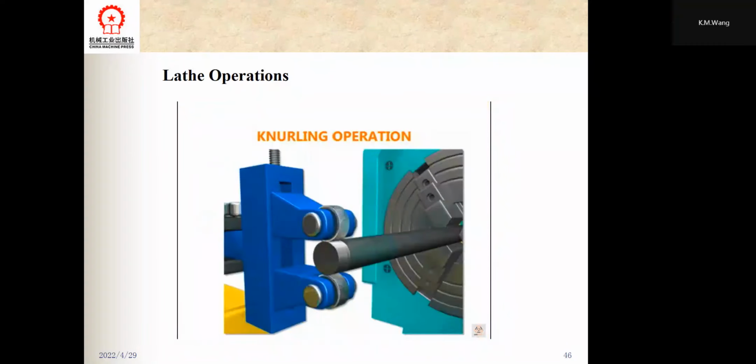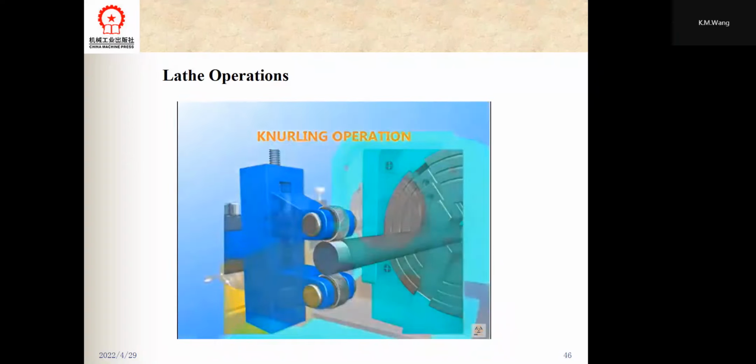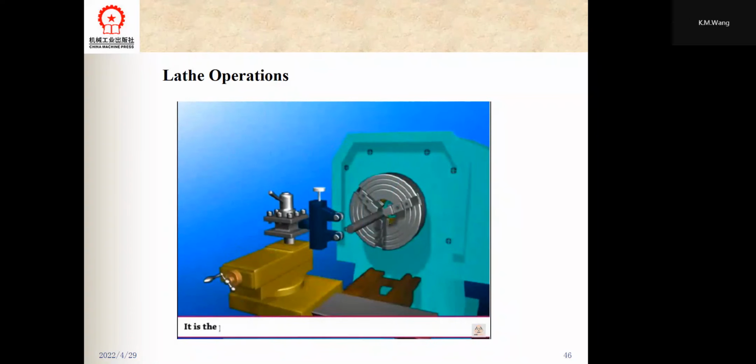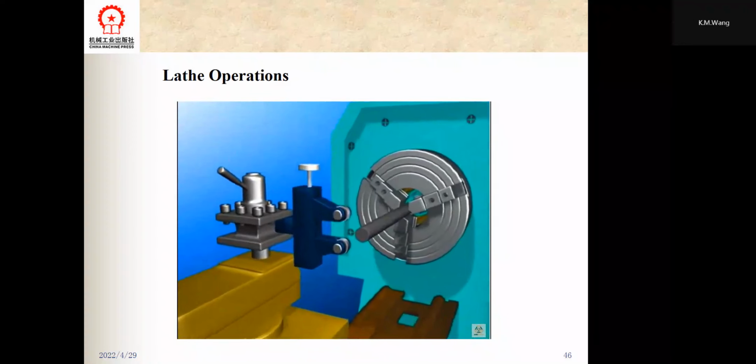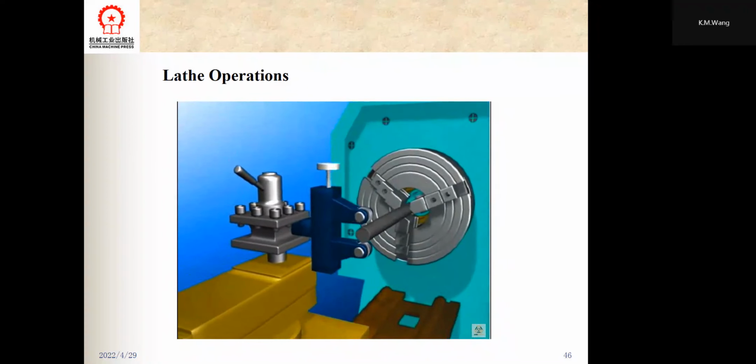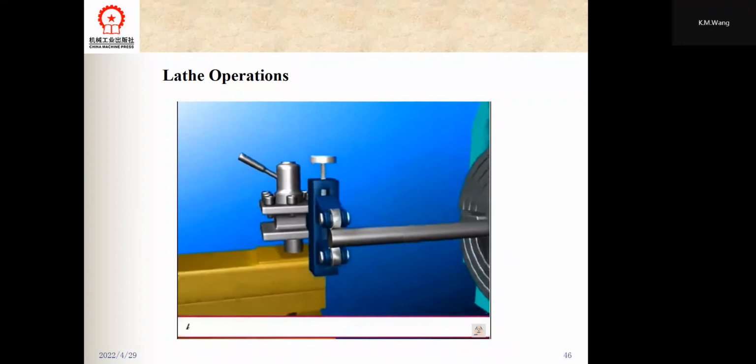Knurling operation. In this video, we will discuss knurling operation in the lathe. It is the process of indentation of various forms on cylindrical surfaces. Knurling tool, workpiece. A knurl tool is held in the tool post and pressed against the rotating work.